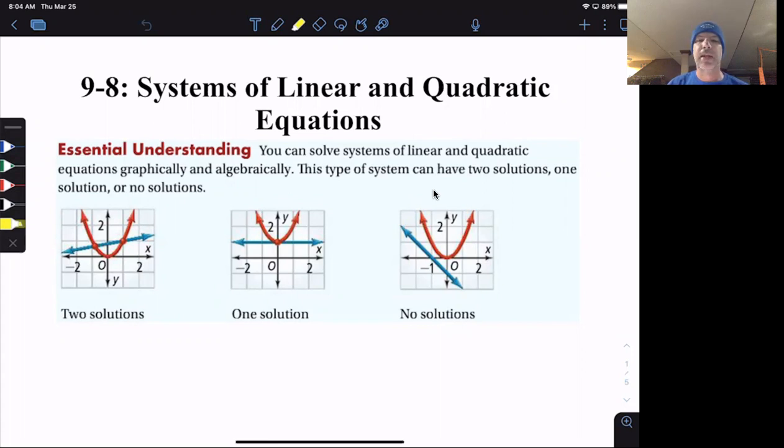This type of system can have two solutions, as you can see in the graph on the left. The two graphs, the linear graph and the quadratic graph, intersect at 2 points, so they have two solutions. You can see that there could also be one solution in the second graph where the vertex is on the linear graph. And then you can see in the third graph that there are no solutions because the graphs never intersect.